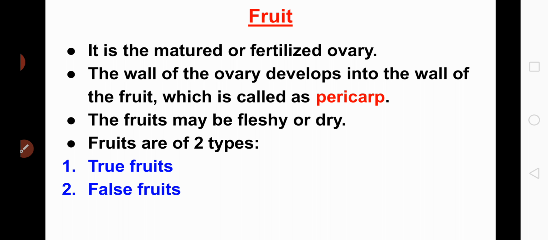Okay, and the fruits may be fleshy, for example guava, orange, mango, etc., or it may be dry like groundnut, mustard, etc. Okay, and the fruits are of two types. They are true fruit and false fruit. So once again I'll repeat. Fruit means it is the ripened ovary or it is a fertilized ovary, and the fruit wall, it is called as the pericarp, and the fruits may be fleshy or dry and are of two types, true fruits as well as false fruits.